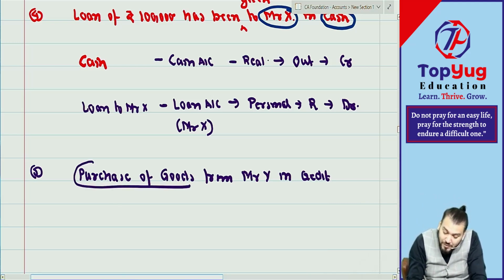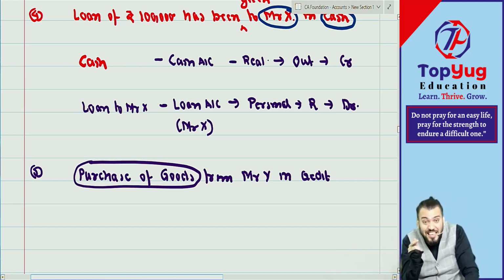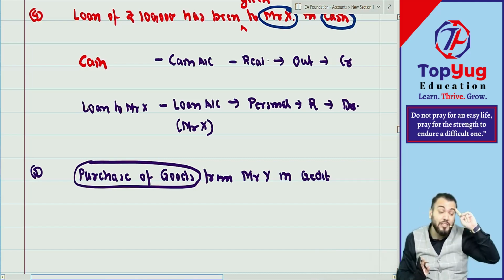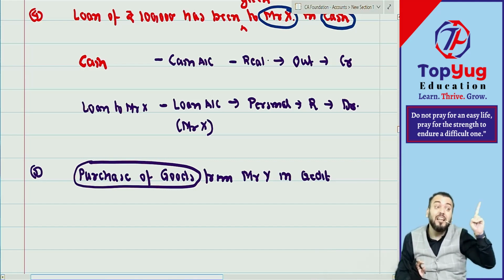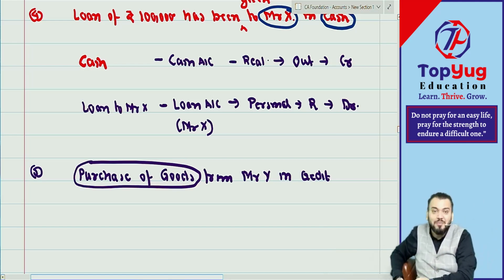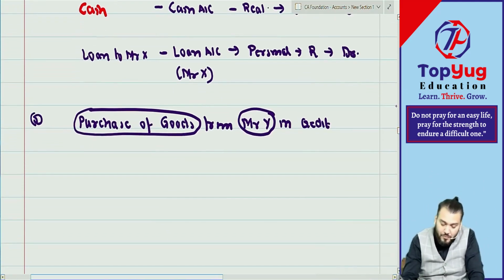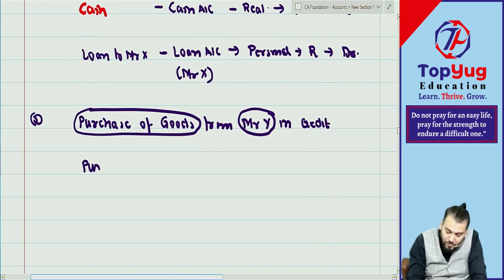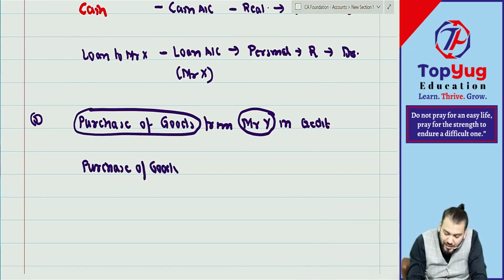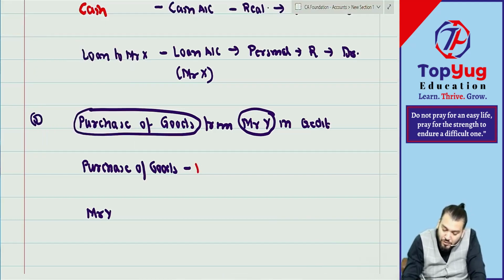Purchase of what? Goods. Whenever I say goods, goods is for which purpose? Sale purpose. Understood? Purchase of goods I have written. It is an indication that it is for sale purpose. Correct? And second is what? Mr. Y. So first aspect is purchase of goods. Second is Mr. Y. So for purchase of goods, which account? Purchase account or goods account.